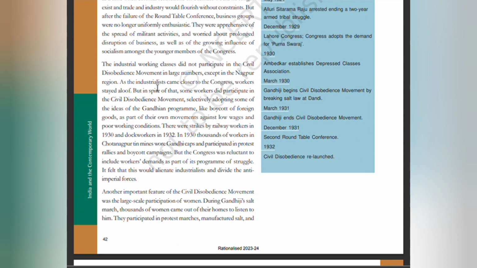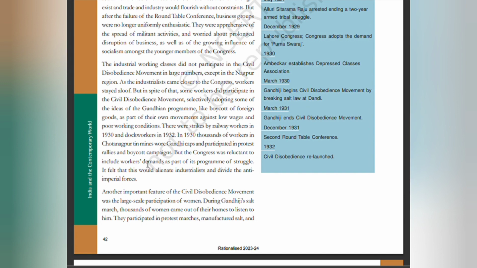But in spite of that, some workers did participate in the civil disobedience movement, selectively adopting some of the ideas of the Gandhian program, like the boycott of foreign goods, as part of their own movements against low wages and poor working conditions. There were strikes by railway workers in 1930 and dock workers in 1932. In 1930, thousands of workers in Chota Nagpur tin mines wore Gandhi caps and participated in protest rallies and boycott campaigns.